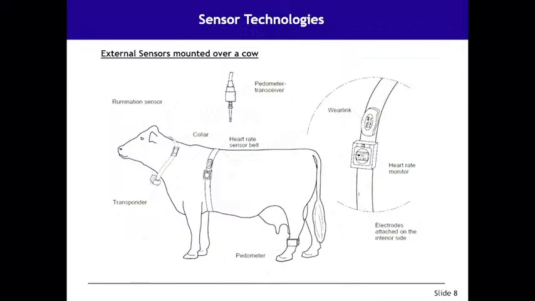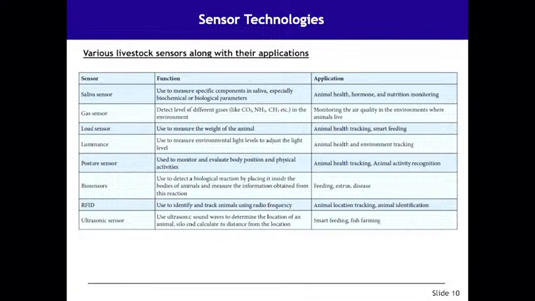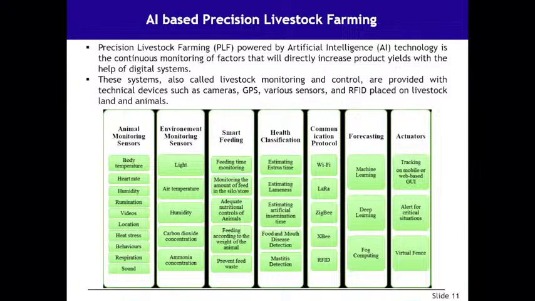But we have a long way to go. There are many applications, and we need to develop indigenous sensors for that purpose, with specific reference to different animals. So I listed these types of sensors that are required for different applications. And for this AI-based precision livestock farming, we require animal monitoring sensors.